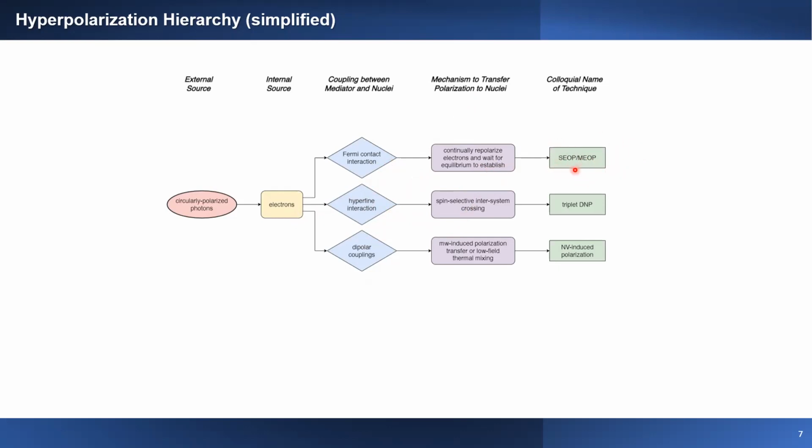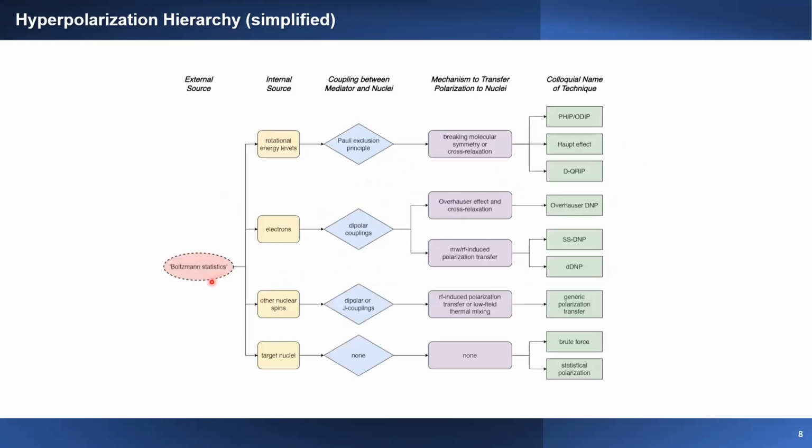So this is spin exchange optical pumping. And I don't want to go into the details of these techniques too much. The point that I want to highlight here is that in just about all hyperpolarization techniques, the polarization comes from either Boltzmann statistics or circularly polarized photons. And when we say Boltzmann statistics, what we mean is there's some degree of freedom in the system that you can polarize to a high degree.